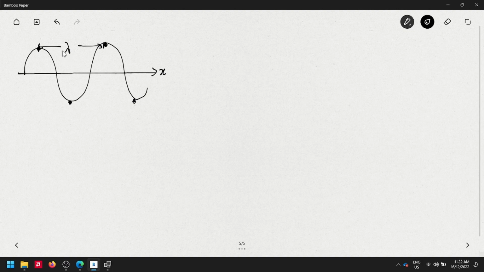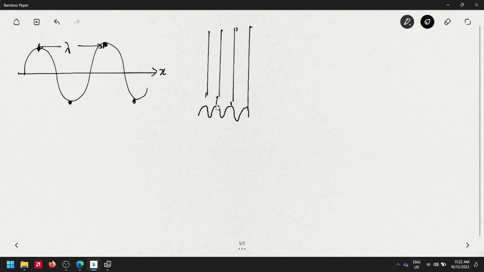If I twist my wave, if I look at my wave from the top, I will have this. So this is equivalent to this. Are you okay with this? So this is the wavefront. These are the wavefronts, this one and this one. The distance from here to here is given by lambda. Distance from here to here is lambda. I hope you are okay.